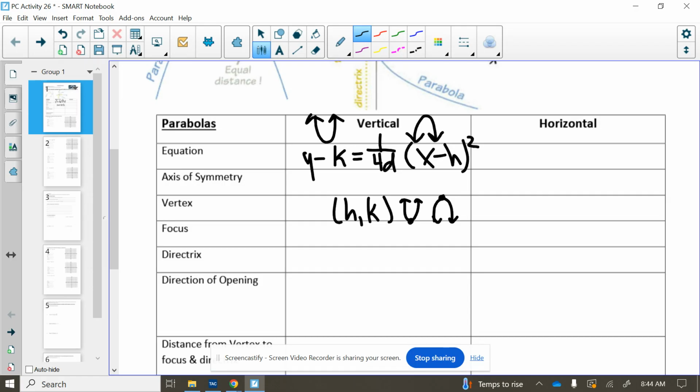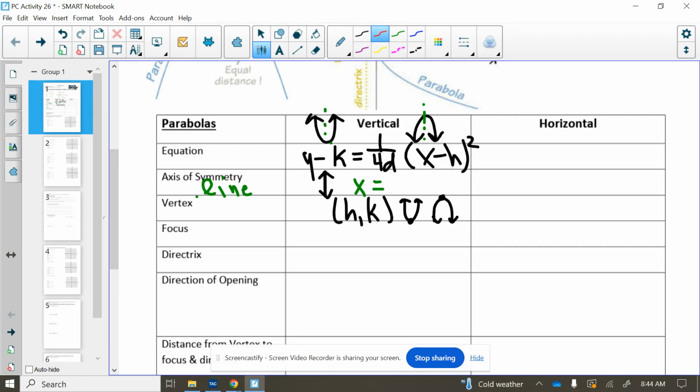Now those are all going to be folded over an axis of symmetry. So think about in this case that for a vertical, it's going to be a vertical line that we could sketch through here that we could fold these over. Those are your axis of symmetry. And in this case, they are a vertical line. So they would be x equals, in this case, the value that they are going to fold over.